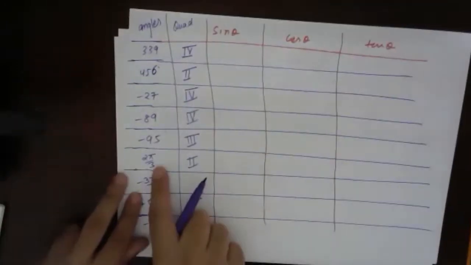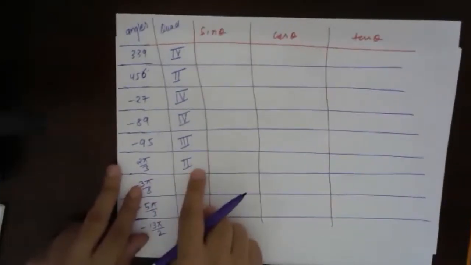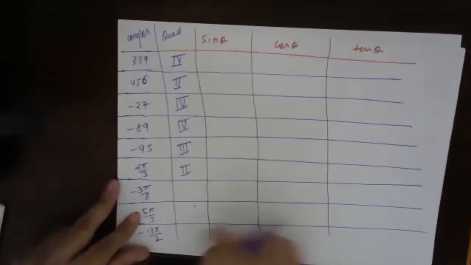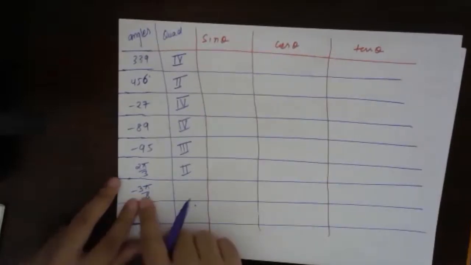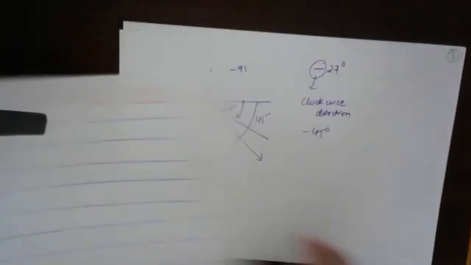Okay. Fine. 2 pi by 3 is 120 degree, that is 90 plus 30. So this is in the second quadrant. Okay. Now this next one is minus 3 pi by 8. Minus 3 pi by 8.